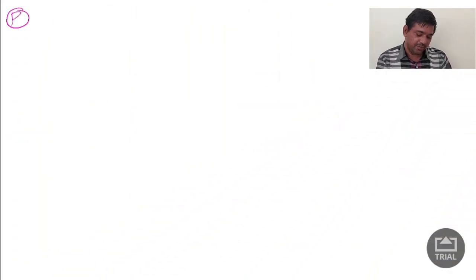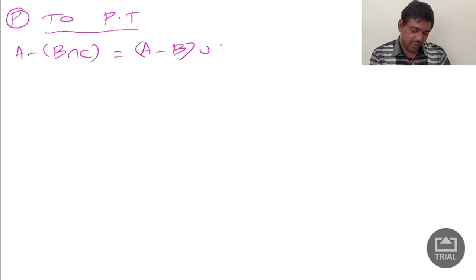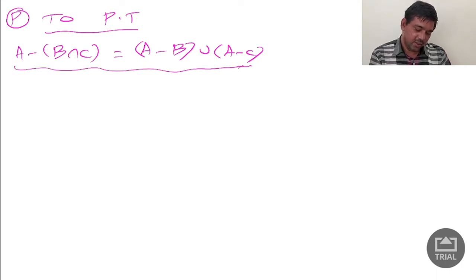First of all, the problem which I gave to you is to prove this one: a minus (b intersection c) is equal to (a minus b) union (a minus c). This problem I have given to you. Okay, so to prove this, the method is very important in these problems. So please follow the method.